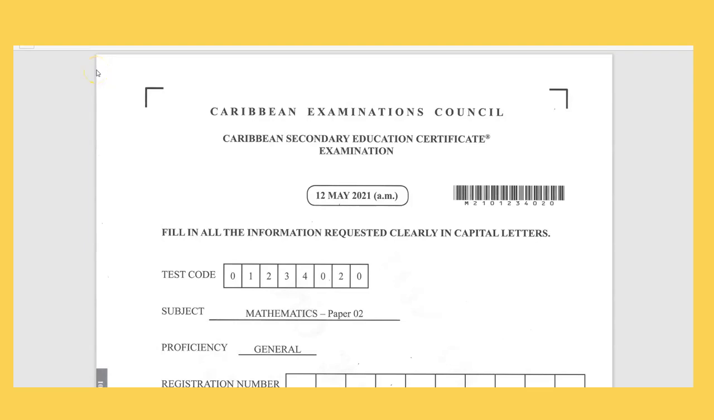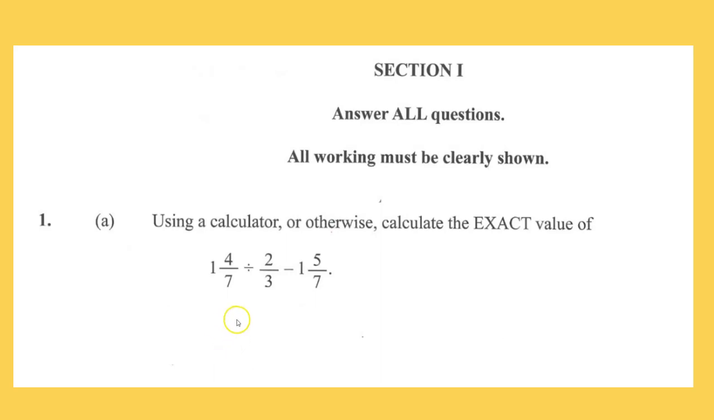Hello and welcome. In this video tutorial, we're going to do question 1 from the 12th of May 2021 CSEC Mathematics Booklet 2. So let's look at question 1. In question 1, you're required to answer all questions and all working out must be clearly shown.